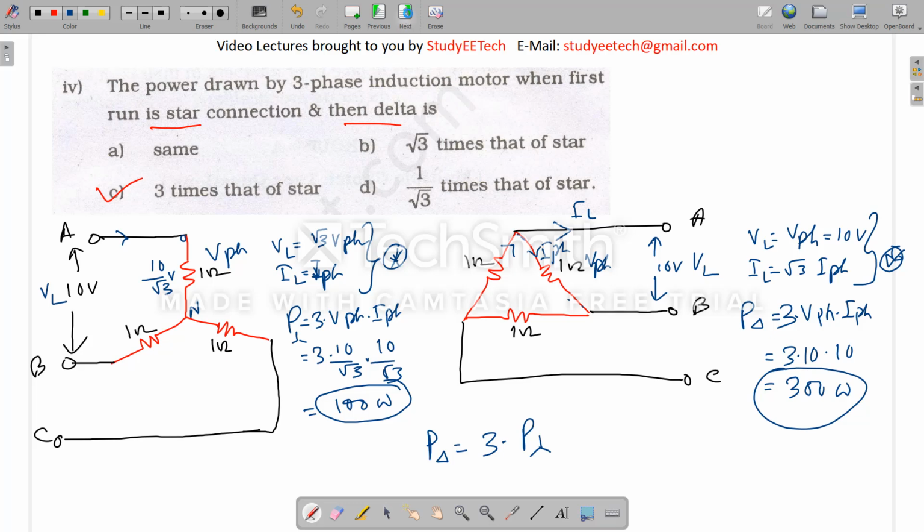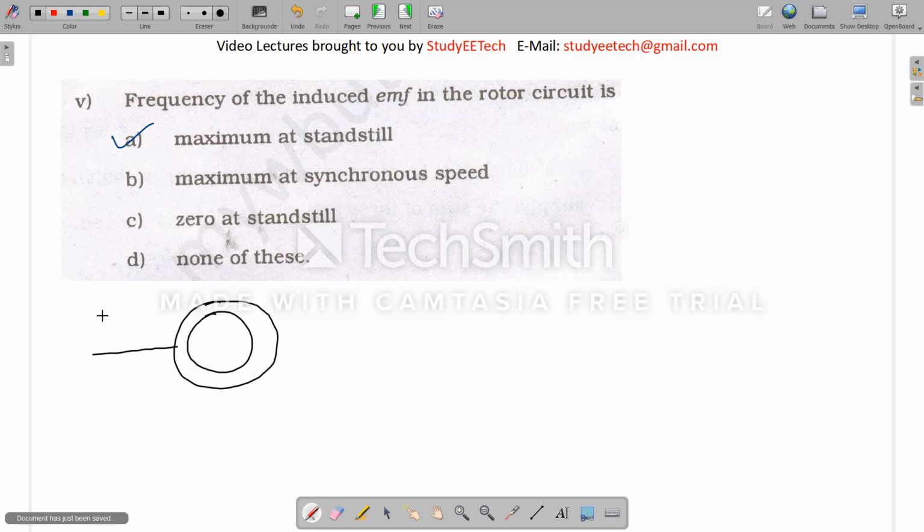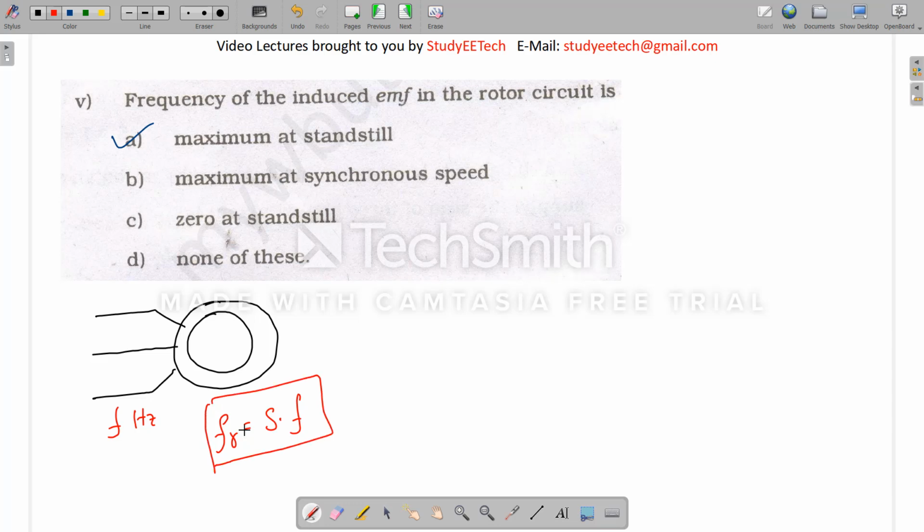Let us go to the next question. The frequency of the induced EMF in the rotor circuit is maximum at standstill. Because remember, whenever there is an induction motor, this is the stator, this is the rotor, and three-phase supply is given to it. The line frequency we are giving is F hertz. Now some current will flow, and the voltage will be induced on the rotor side. On the rotor side, the frequency Fr will be slip times the supply frequency. This can be proved, but remember it right now.